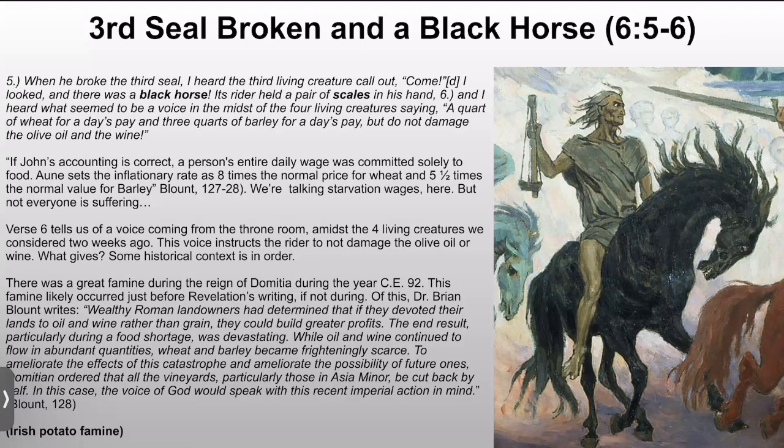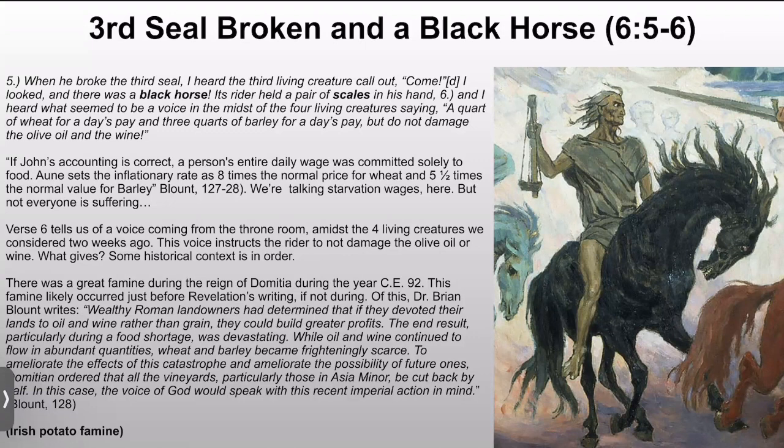Verse 6 tells us of a voice coming from the throne room amidst the 4 living creatures that we considered 2 weeks ago. I like little moments like these in Revelation where we're reminded that, hey, we're still in that throne room with all of that noise. There's a lot going on, from the glassy sea to the 24 elders. So that's where we still are. So keep that in mind as he's seeing this vision. But in that context, this voice comes from the midst of the four beasts and instructs the writer not to damage the olive oil or wine.